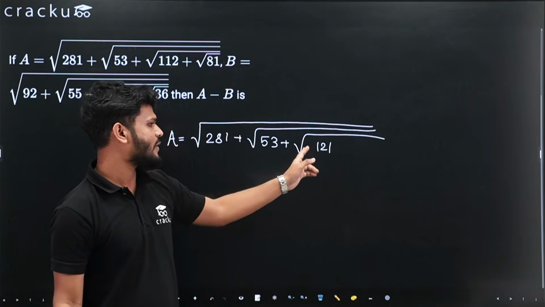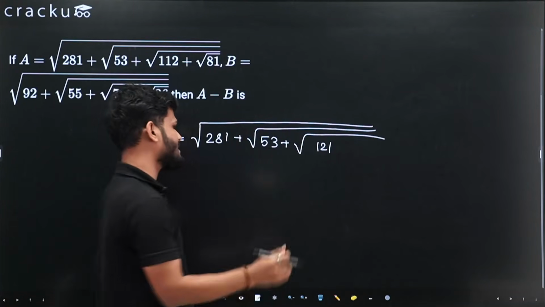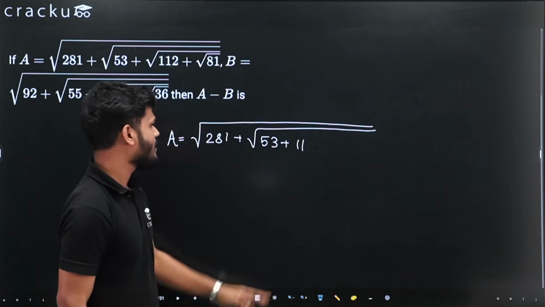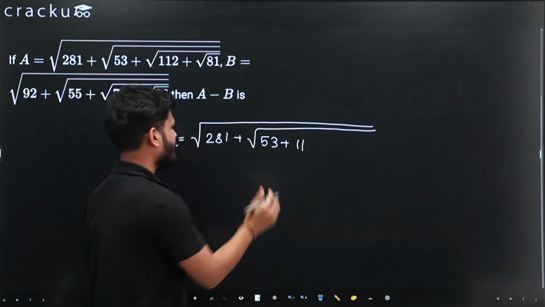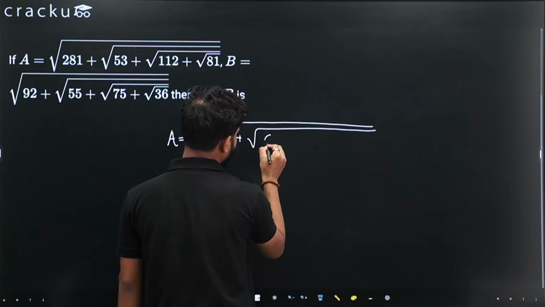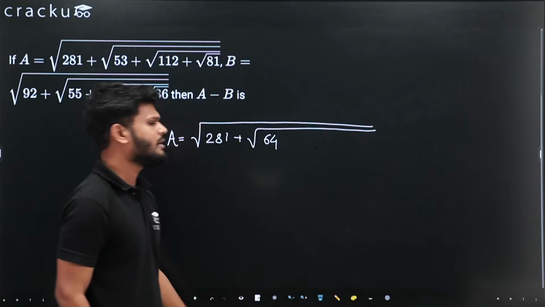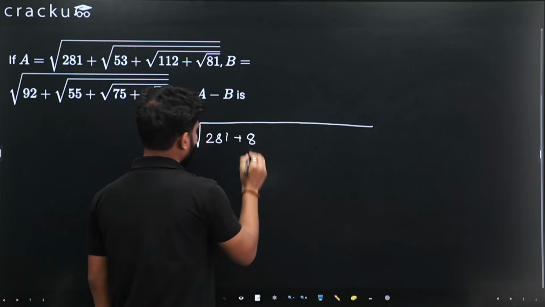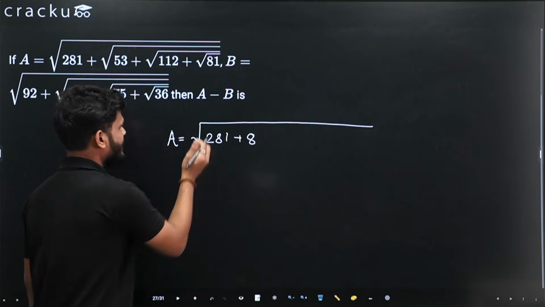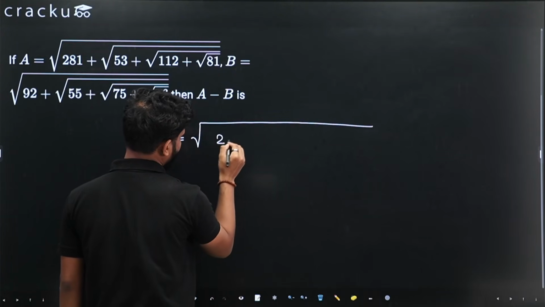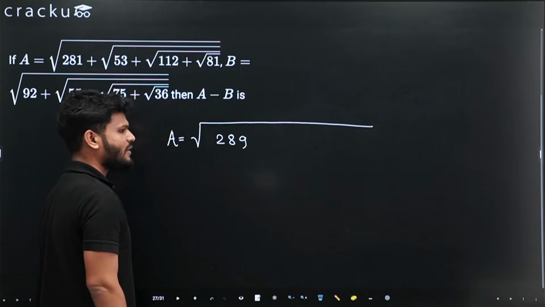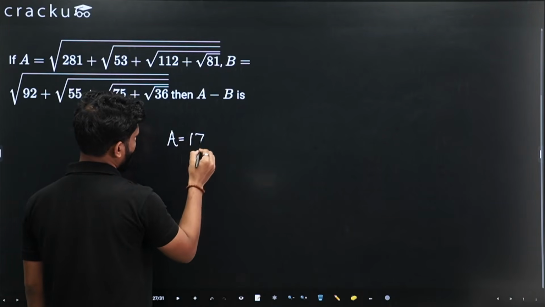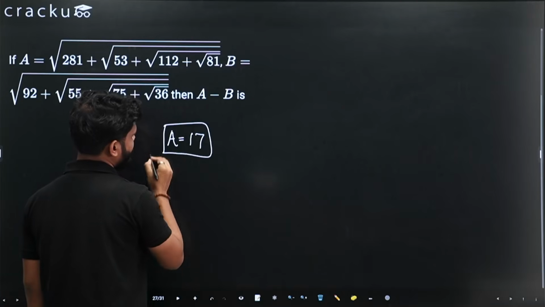What is the square root of 121? It is 11. So I can write this as 11. What is 53 plus 11? It is 64. What is the square root of 64? It is 8. What is 281 plus 8? It is 289. And what is the square root of 289? It is 17. So A is equal to 17.